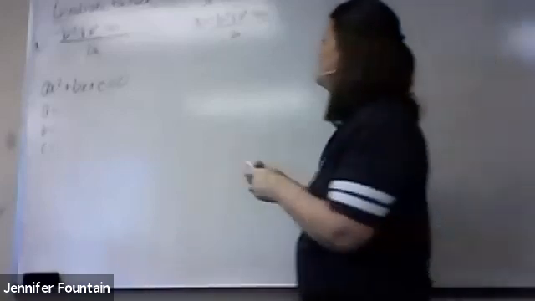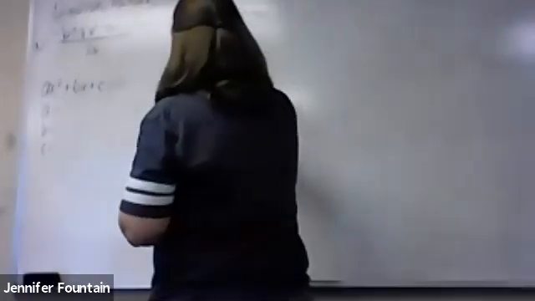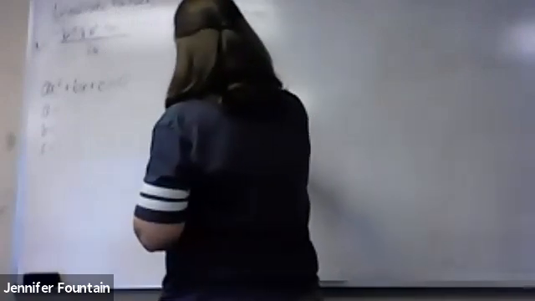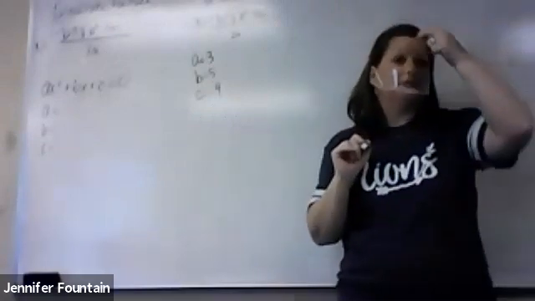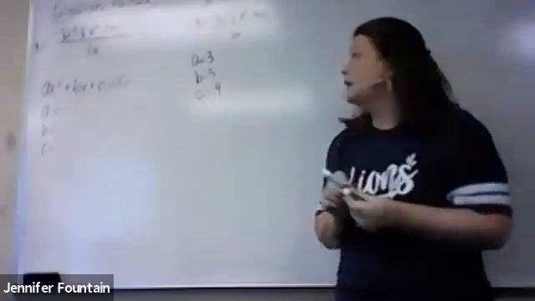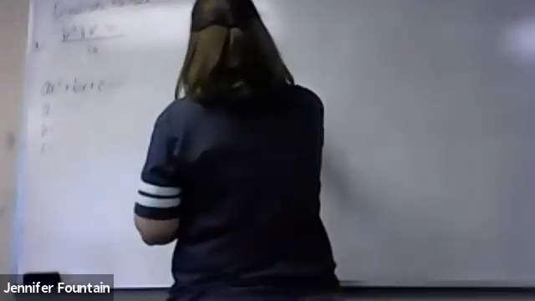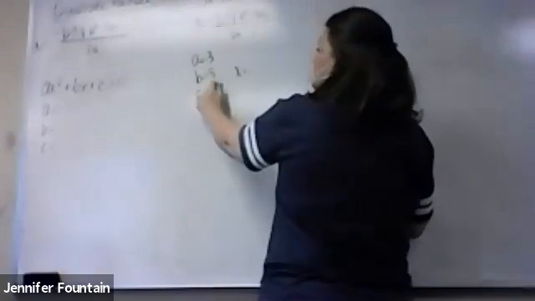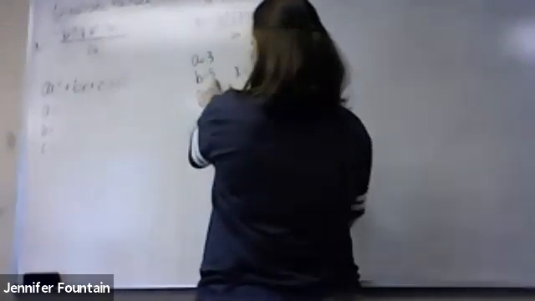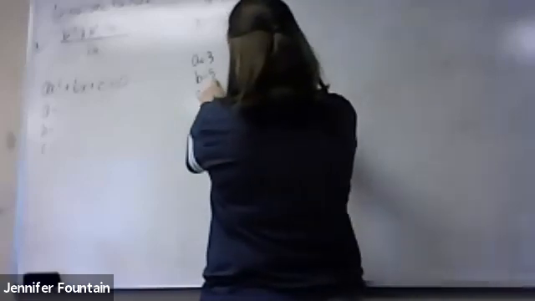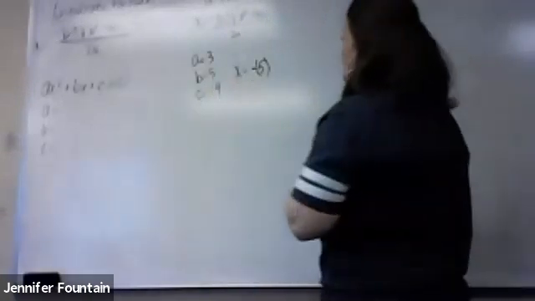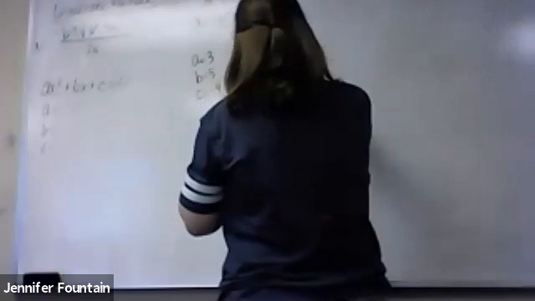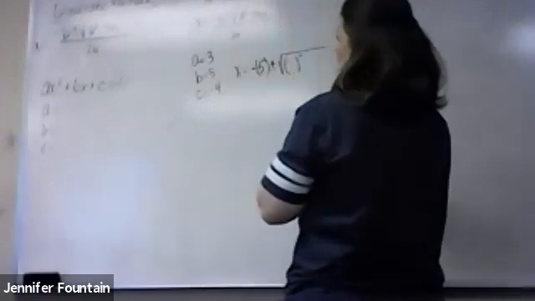All right, so what is my value of A in this one? 3. What is my value of B? 5. And what is C? -4. Now remember, when I'm plugging in values, I want to be super careful with my positives and negatives. So I'm going to say x is equal to -b. 5 is positive, so I have -5. If you want to put every letter in parentheses to make sure your signs are right, that is just fine. Plus or minus the square root of, I'm going to put my parentheses squared.